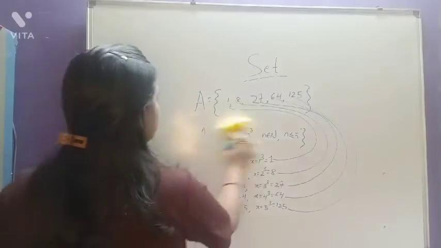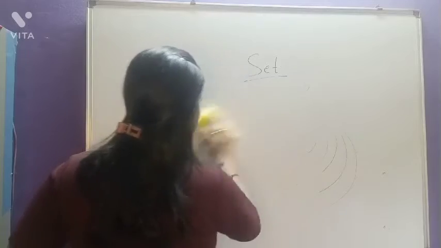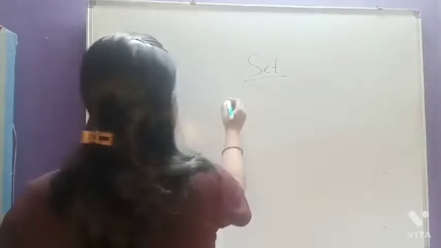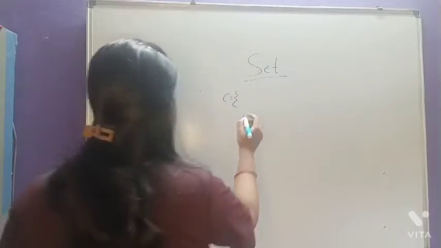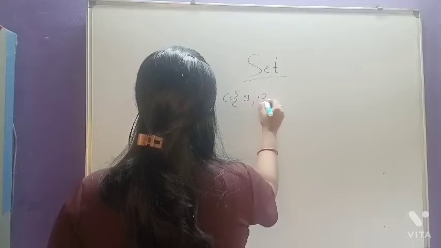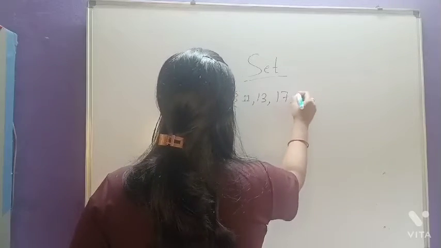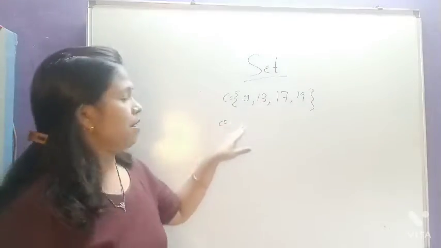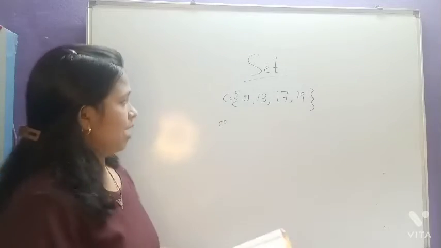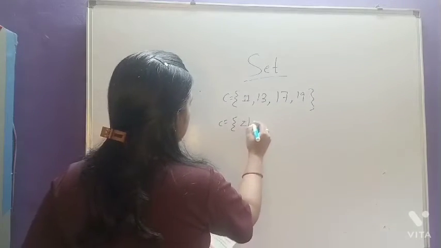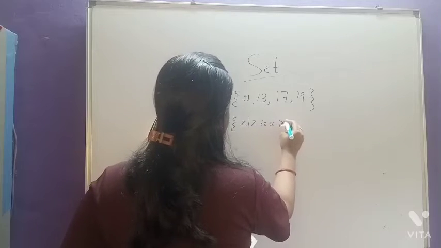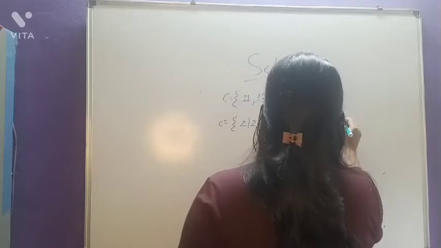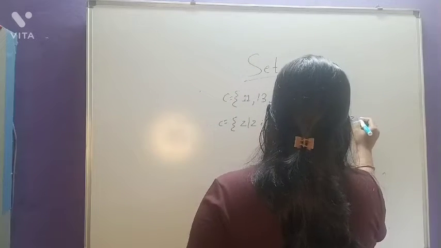So I am giving you one more example. Suppose I am taking another set. C is a set having elements 11, 13, 17 and 19. So this is in listing method. How can you convert this to our rule method? So you can write Z such that Z is a prime number and 10 less than Z less than 20.